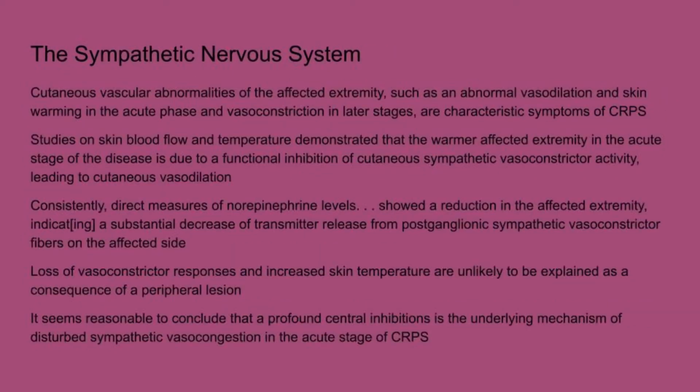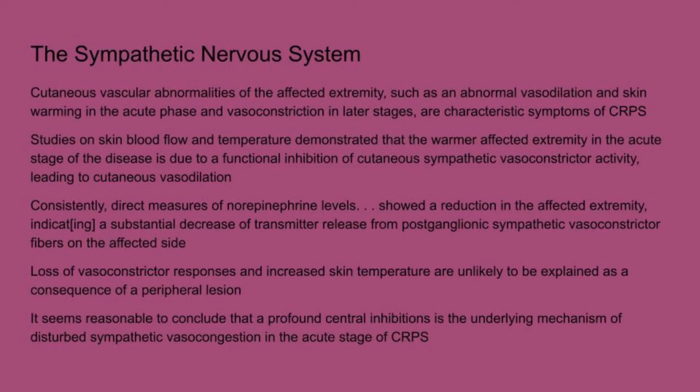Now let's talk about the specifics of CRPS. Skin-level vascular abnormalities in the affected extremity, such as abnormal vasodilation and skin warming in the acute phase, and vasoconstriction in later stages, are characteristic symptoms of CRPS. Studies on skin blood flow and temperature demonstrated that the warmer affected extremity in the acute stage of the disease is due to a functional inhibition of the cutaneous sympathetic vasoconstrictor activity, leading to cutaneous vasodilation, meaning the blood vessels have difficulty contracting, so they stay extra large for longer than they ought to.